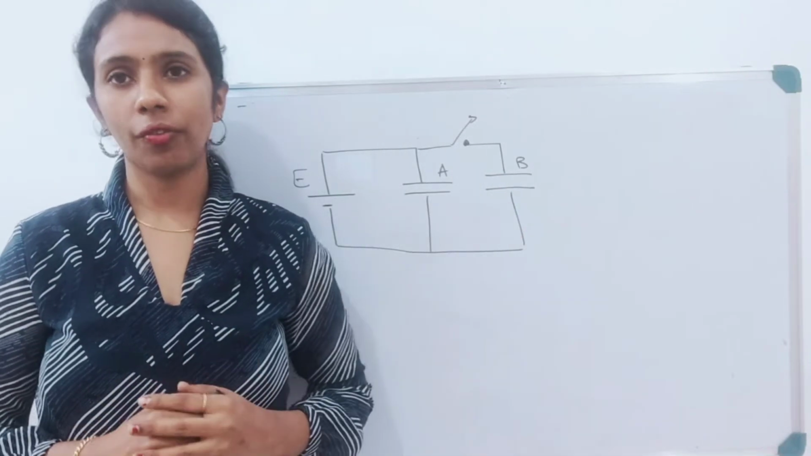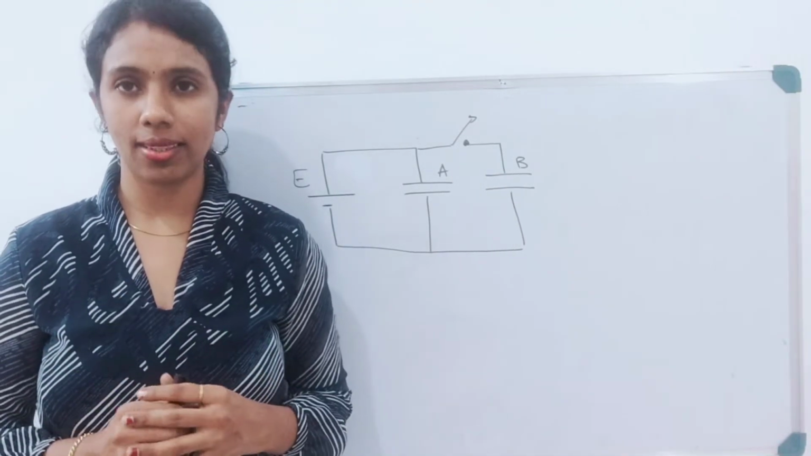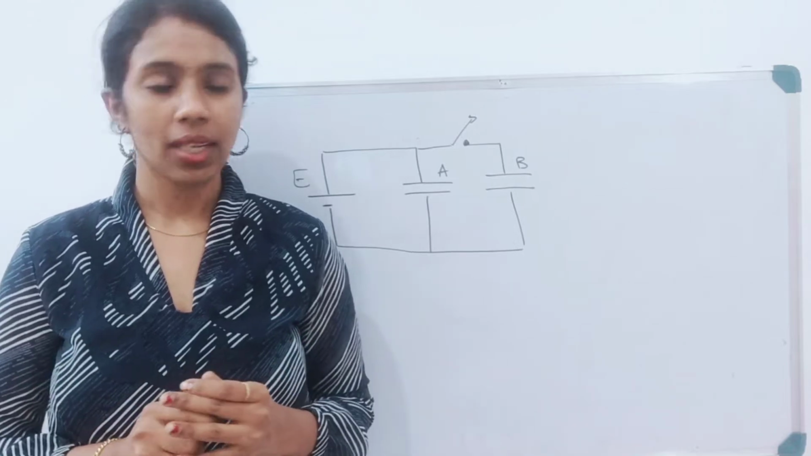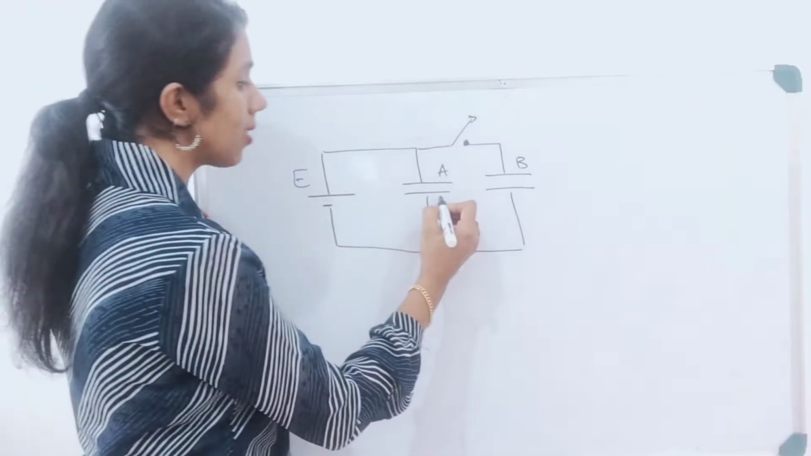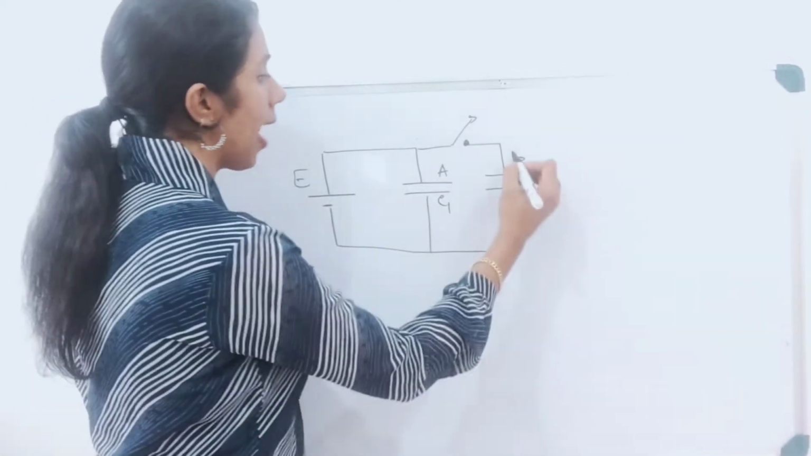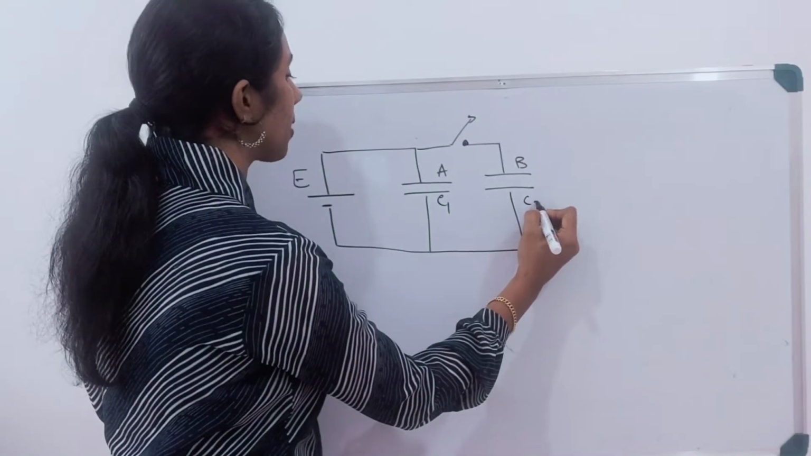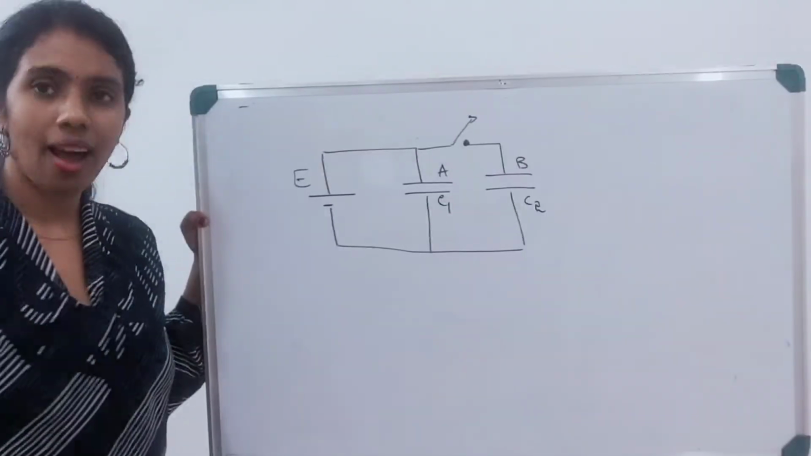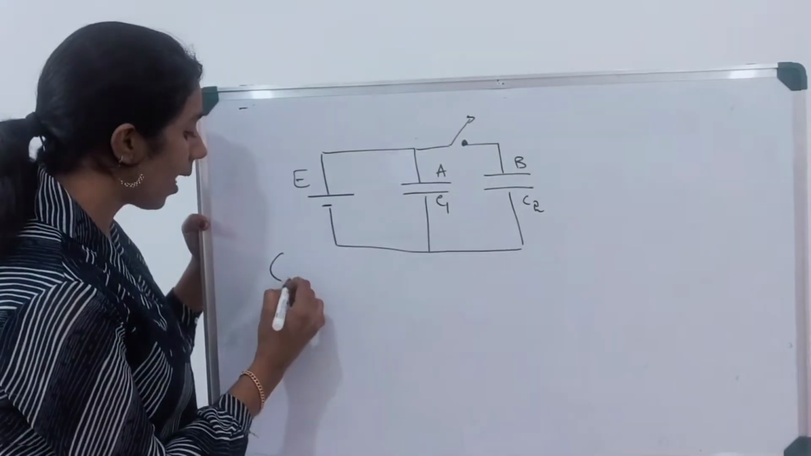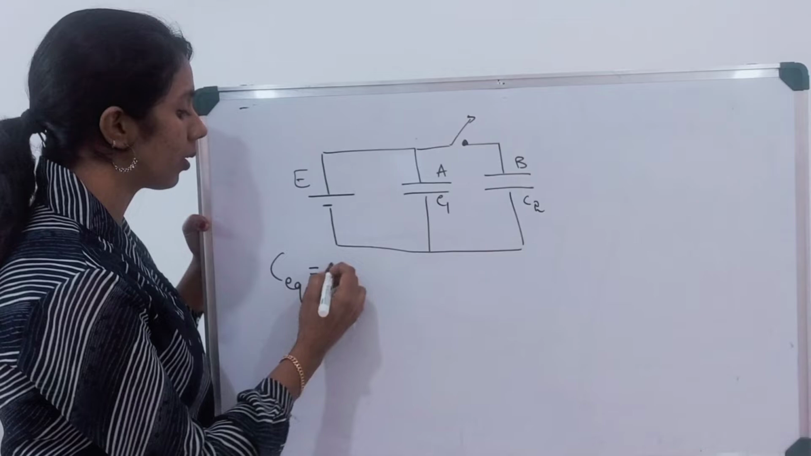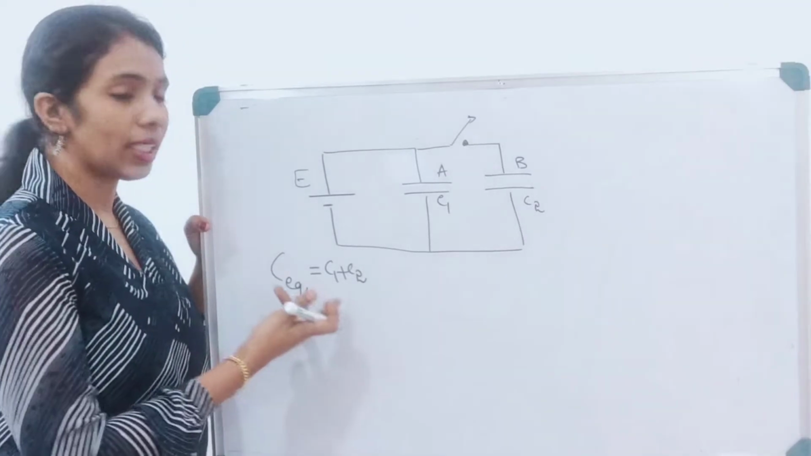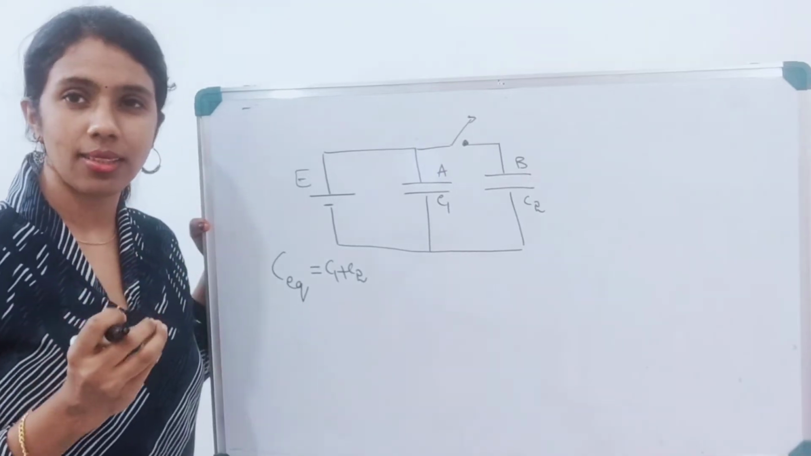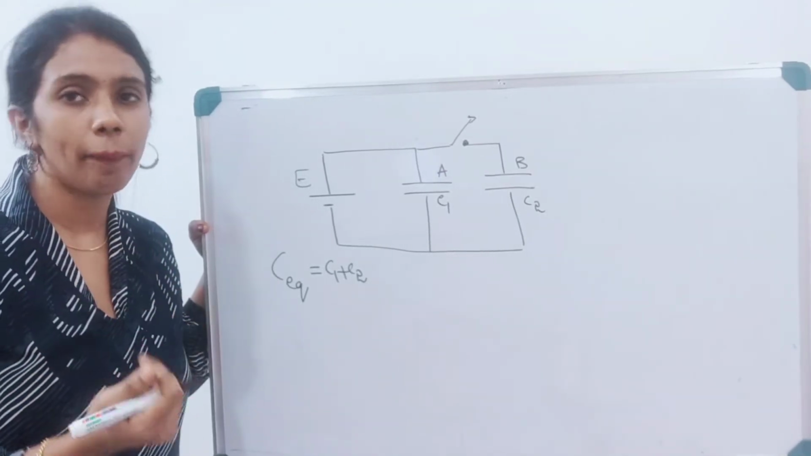So first of all, we will consider the equivalent capacitance when there is no dielectric. Since the capacitors are connected in parallel, let the capacitance of A be C1 and let the capacitance of B be C2. Since they are connected in parallel, the equivalent capacitance will be equal to C1 plus C2. This is the equivalent capacitance of two capacitors which are connected in parallel.